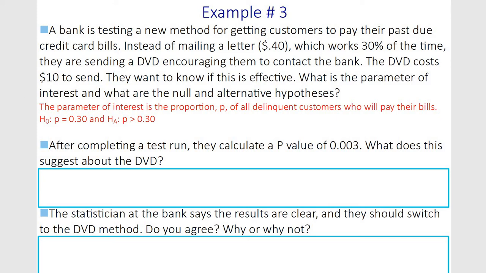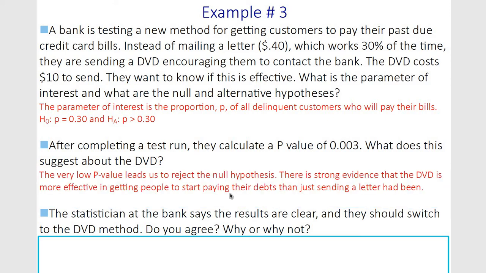So after completing a test run, they calculate a p-value of 0.003. What does that suggest? Well, that's a very, very low p-value. It's not even 0.5%. So that leads us to reject the null, stating that it is more effective in getting people to start paying their debts. So that doesn't really follow our normal parameters, so it must be doing well. The statistician at the bank says the results are clear and they should switch to the DVD method. Do you agree?